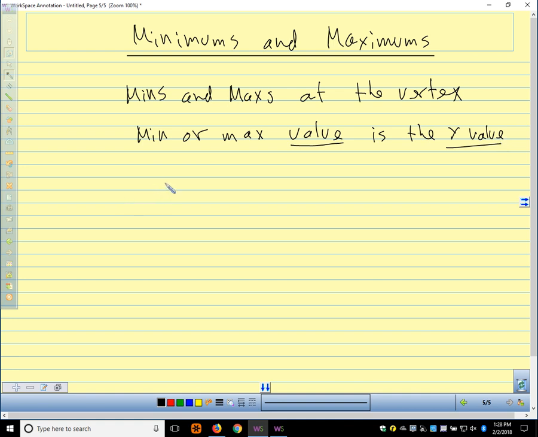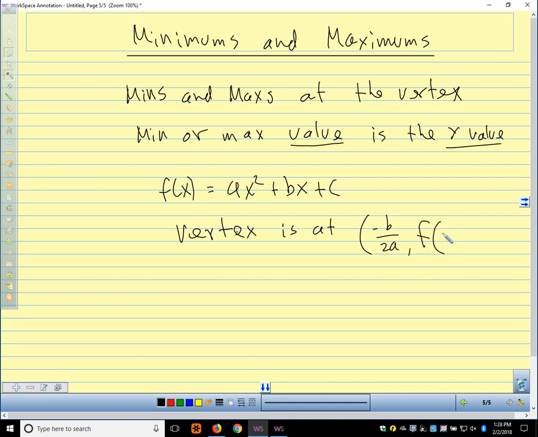If f of x equals ax squared plus bx plus c, a shortcut for finding the vertex, you might remember this from Algebra 2, is at negative b over 2a, f of negative b over 2a. This is the x value, and this is the y value. So this number would be the min or max value.